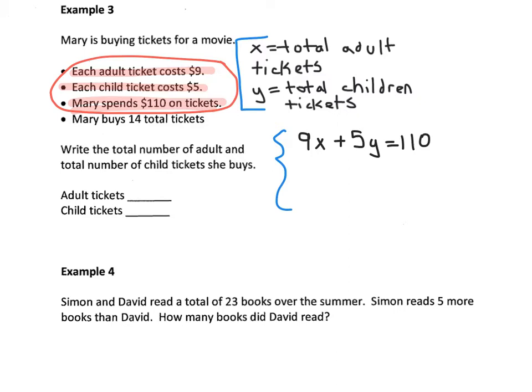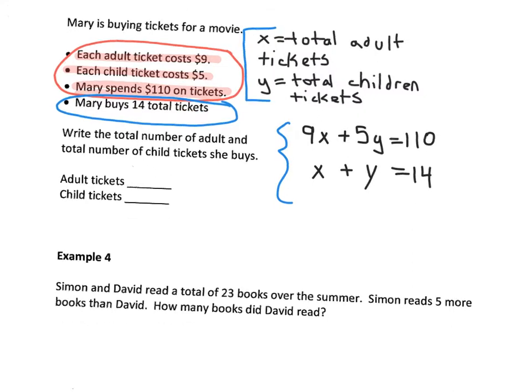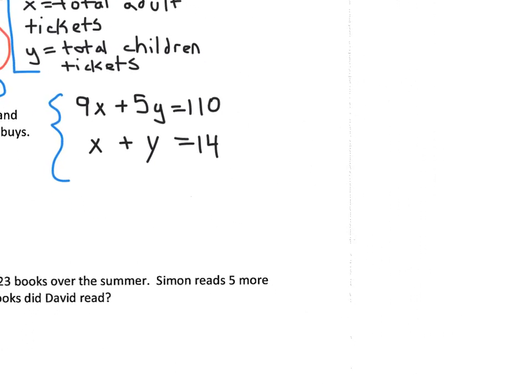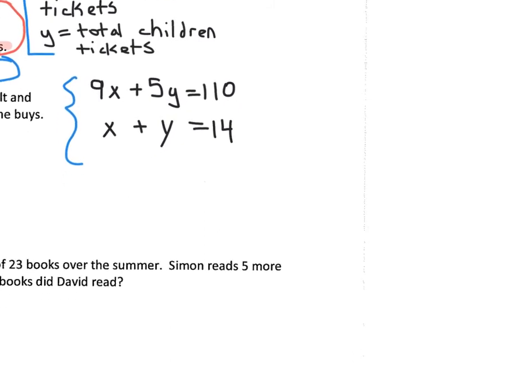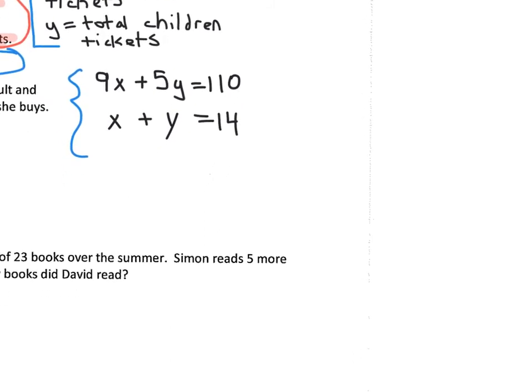Now we need one more so that eventually we can solve for X and Y. I'm going to use this last piece of information on the bottom right here. It tells us that Mary buys a total of 14 tickets. So we can write this as the total adult tickets plus the total children's tickets equals 14. Once we have that, we are able to solve for X, the total adult tickets, and Y, the total children's tickets, and that will give us our answer.